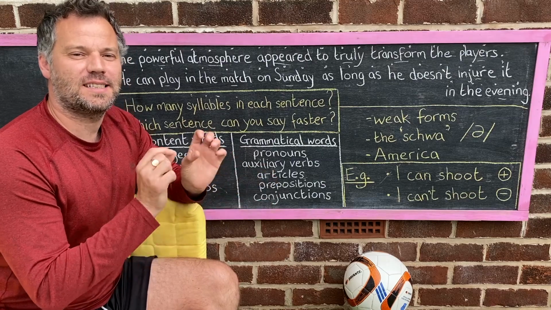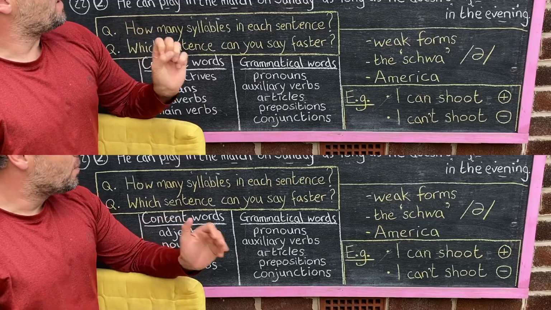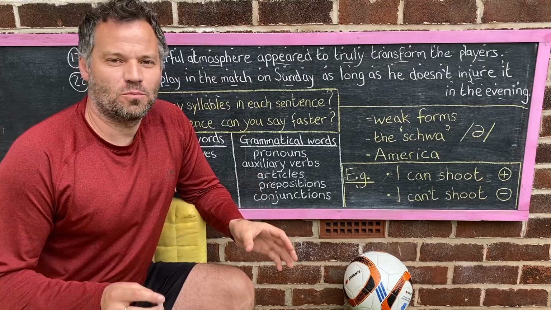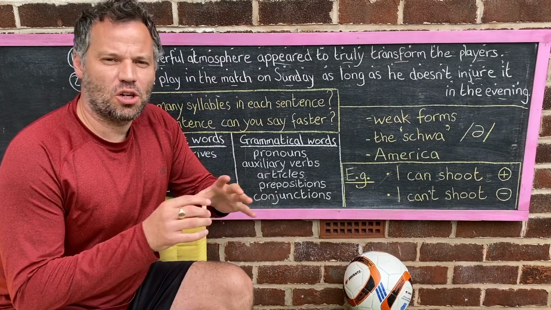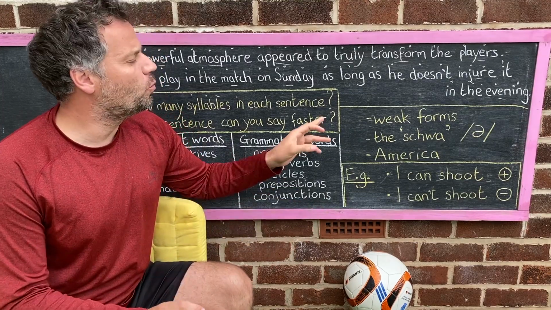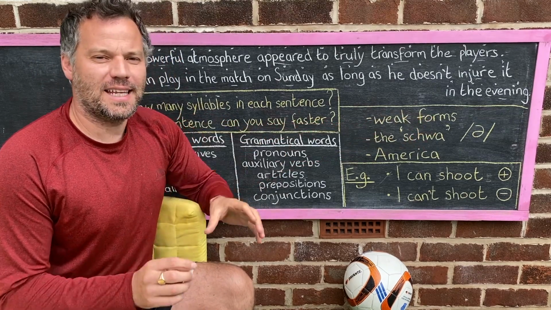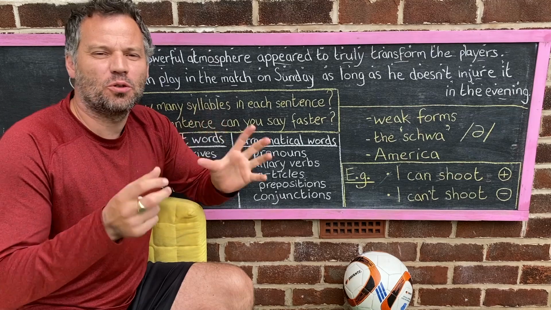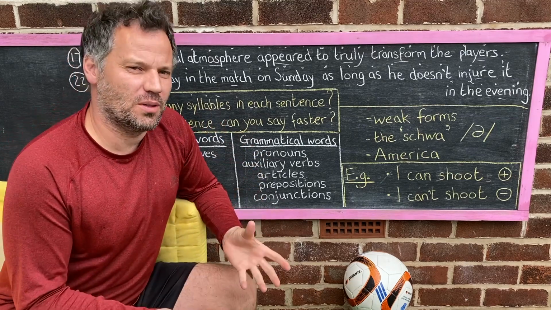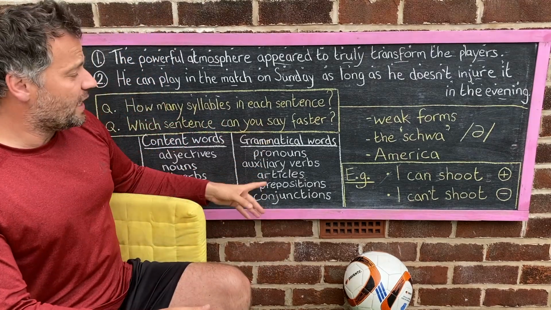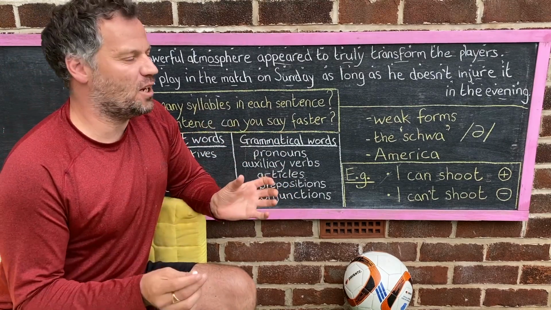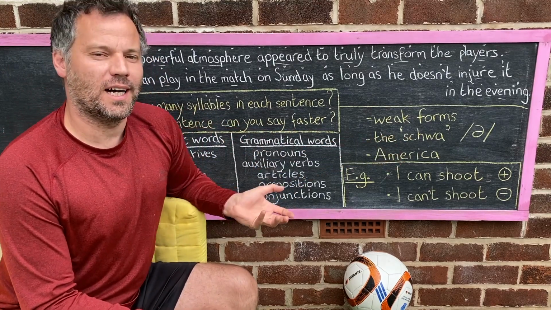English is a stress-timed language. You can play in the match on Sunday as long as it doesn't injure any of the players. And one of the reasons why people can talk fast is because of weak forms. This happens when you join speech together. It's used for unstressed syllables, usually these grammatical words. And it uses this sound, the schwa.